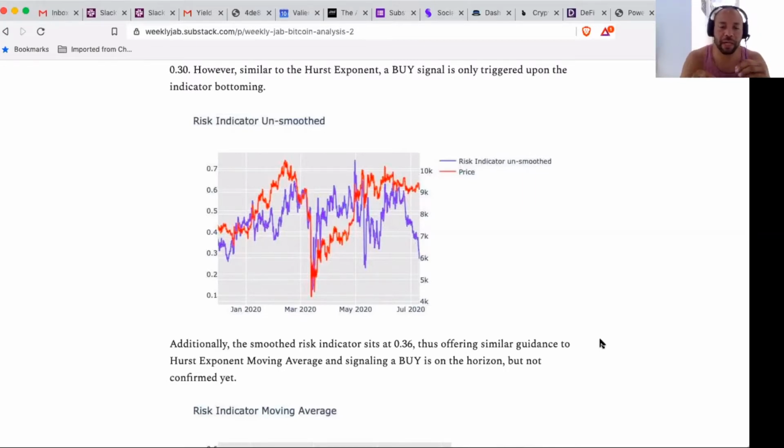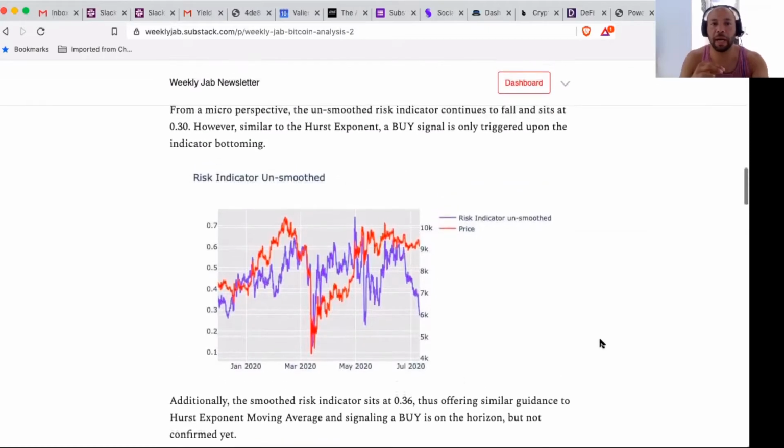So this is just one example. We have multiple calibrations of the risk indicator, but this is just one example that I like to use, and I think it paints the clearest picture for the onlookers. So again, very similar to the Hurst exponent, this particular risk indicator version is at 0.3. So yes, it's already in the oversold territory and the accumulation levels, but it again has not bottomed. So it has not started to recover.